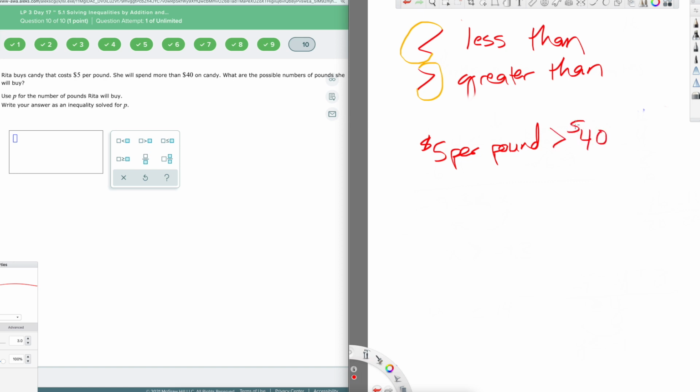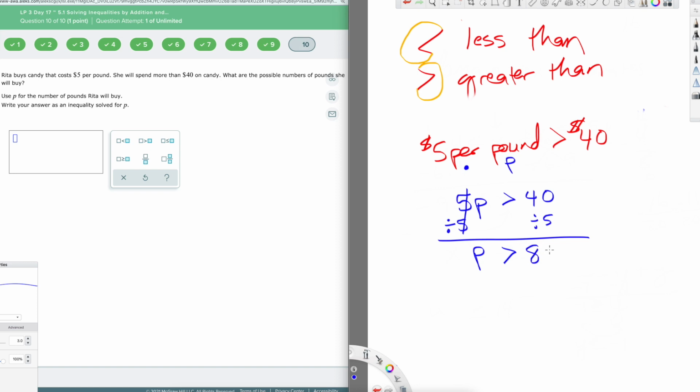Right? More than 40. So now we want to change this up because we don't want this per pound. They told us to use P for the number of pounds. So per means multiplication and P for pound. So we have 5P, we don't need to put the dot, is greater than 40. Now I want to solve it because they told me to solve it for P. I'm going to divide both sides by 5 because it's being multiplied by 5. 5 divided by 5 is 1, and that's going to be greater than 8.